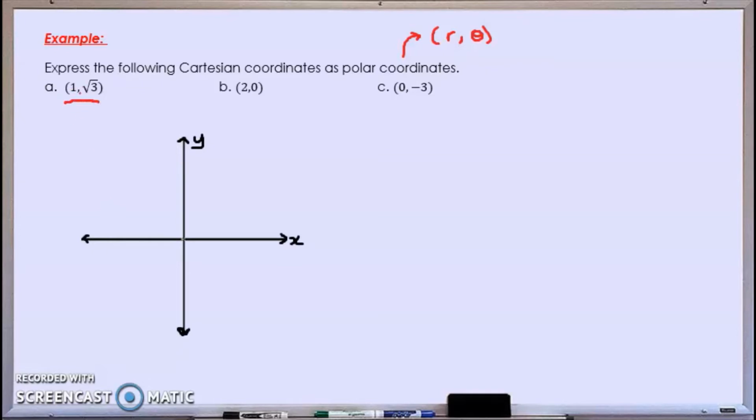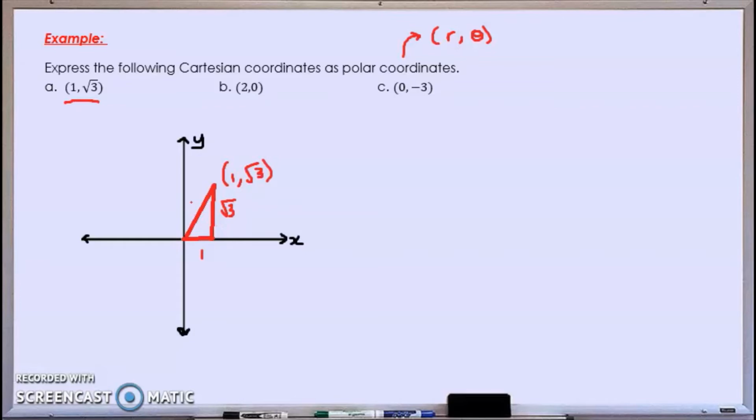And the first one we'll look at is 1 and root 3. Now 1 and root 3 is about here. If I were to draw triangles in, then that would be my line from the origin. Here's my line from the x-axis and from the y-axis. This distance would be root 3. This would be 1, to make my point of 1 and root 3.